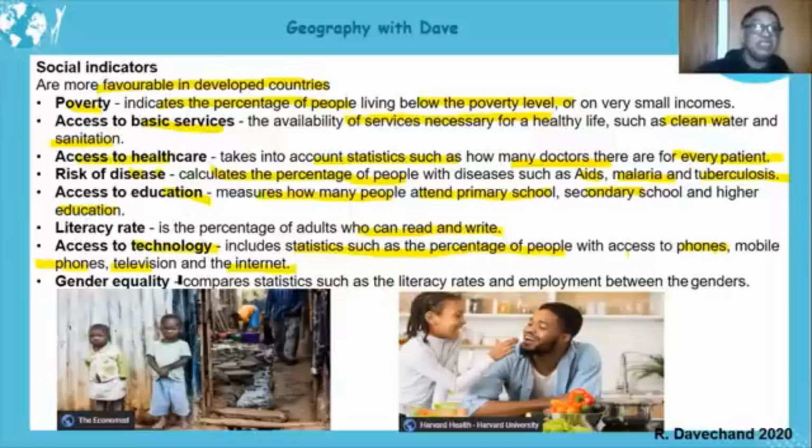Gender equality compares statistics such as literacy rate and employment between genders, and we find there's a greater gender inequality in LEDCs compared to the MEDCs, where it's closer. Not totally there. We find women are still being disadvantaged, but it's closer. So there's more development.